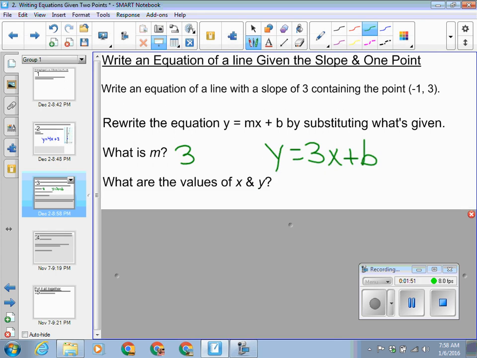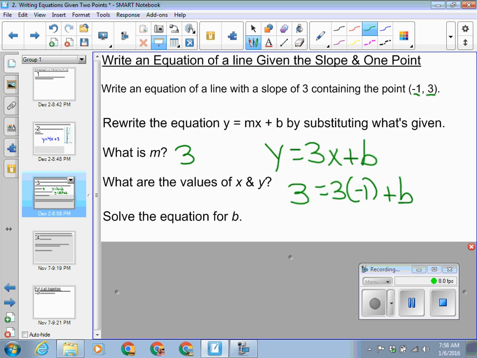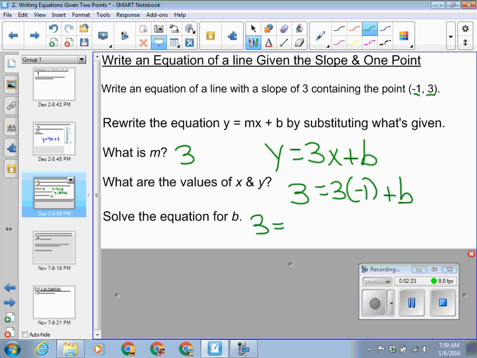Now what we can do, we're given values of x and y in the problem. X is -1 and y is 3. So we're going to sub that. So 3, which came from the y right there, equals 3x, so 3 times -1, I should say, -1 is x, plus b. So we just subbed in the x and y values for x and y. And now we just solve the equation. So we simplify 3 times -1 becomes -3. So 3 equals -3 plus b.